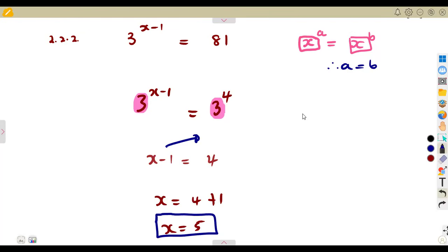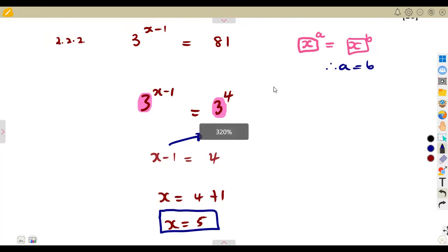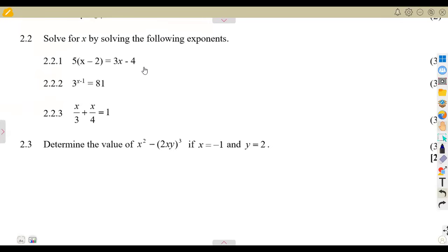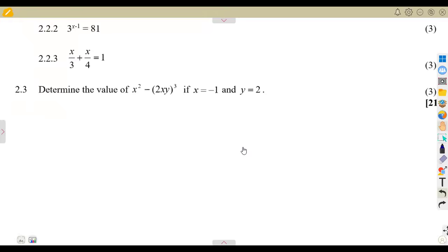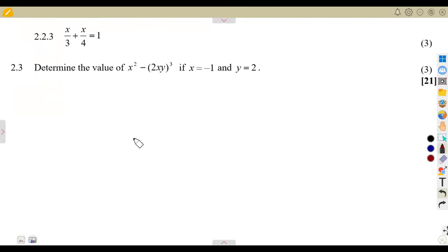So these are the typical questions that you are going to be asked. And it's very, very important that you do revise along these typical questions to understand an equation, to understand an exponential equation, to understand a linear equation like this one. All right. Another equation is given, 2.23. Solve again for x. x over 3 plus x over 4 is equal to 1.